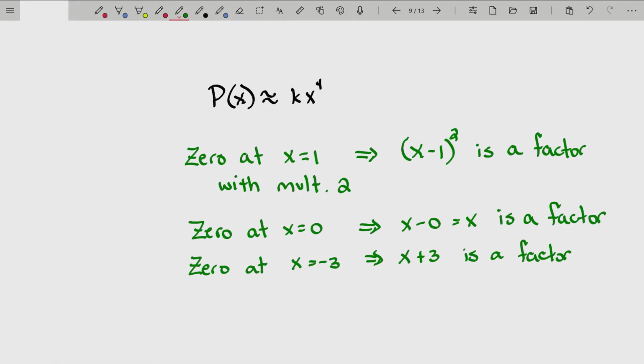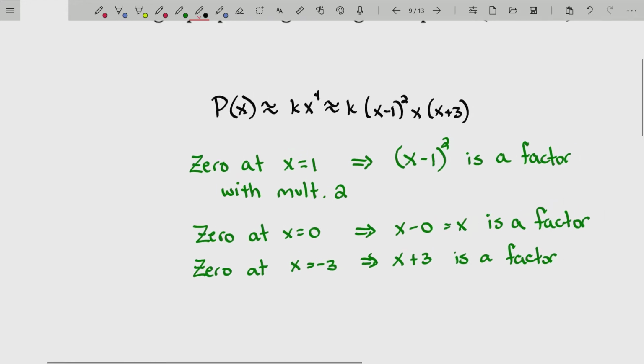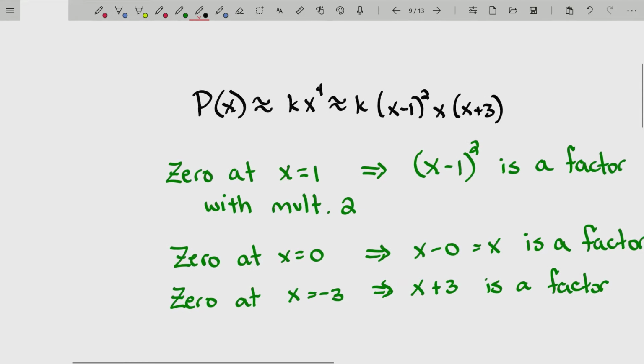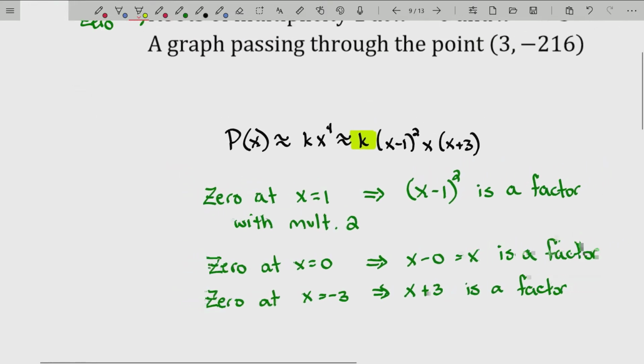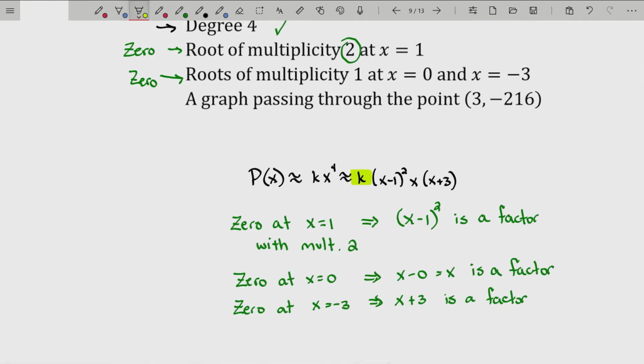So I have this polynomial that was supposed to be 4th degree, and now we find out that it's actually approximately some number times x minus 1 squared times x to the first times x plus 3 to the first. Like, that's pretty solid information. That's almost completely done as a polynomial. But notice I said it's just some number times that stuff. We don't know what this number is. They have to give us one other piece of information to find that number.